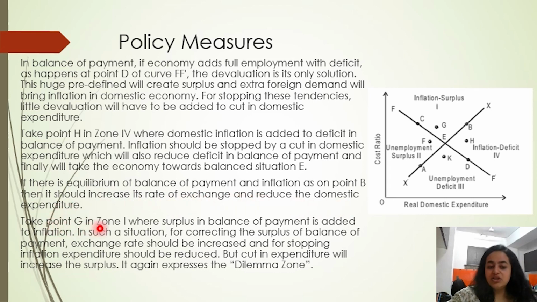Take point G in zone 1, where a surplus in the balance of payments is added to inflation. In such a situation, for correcting the surplus in the balance of payments, the exchange rate should be increased, and for stopping inflation, expenditure should be reduced. But a cut in expenditure will increase the surplus. It again expresses a dilemma zone.